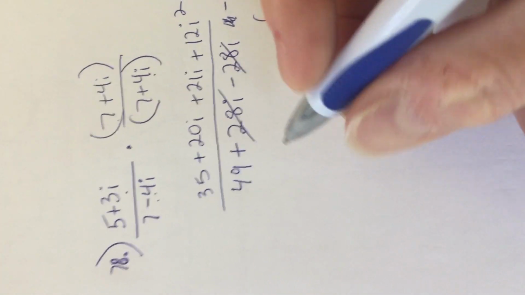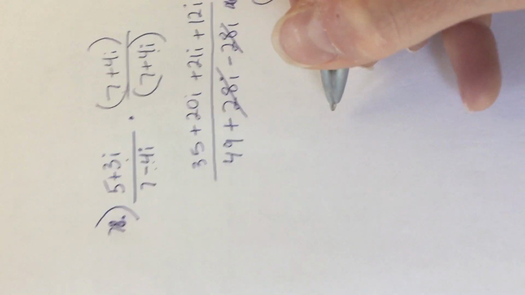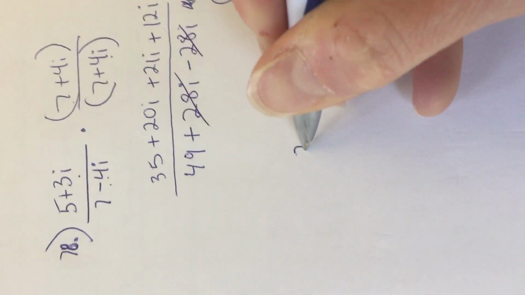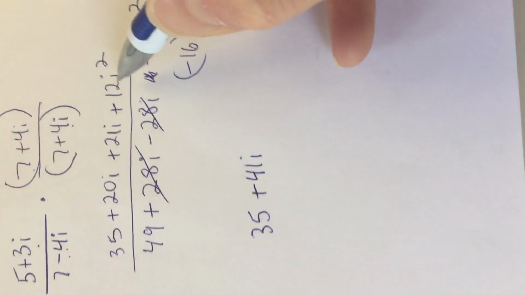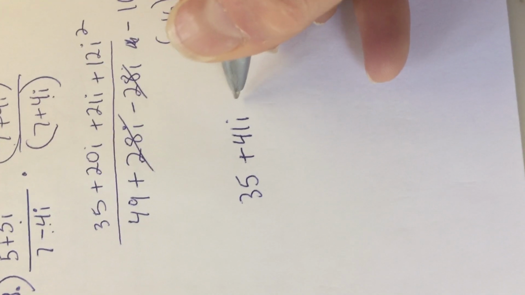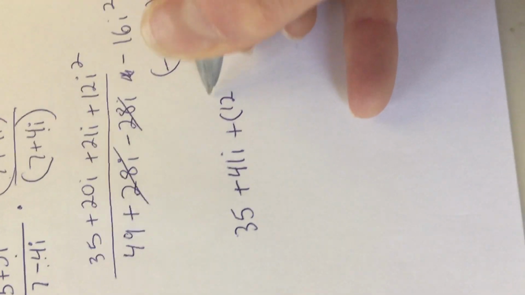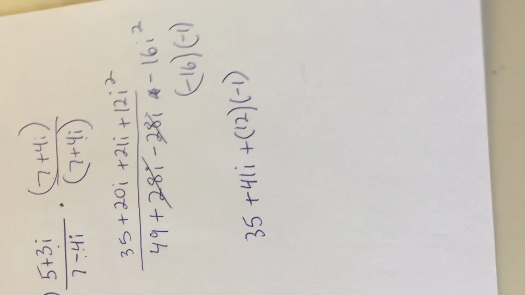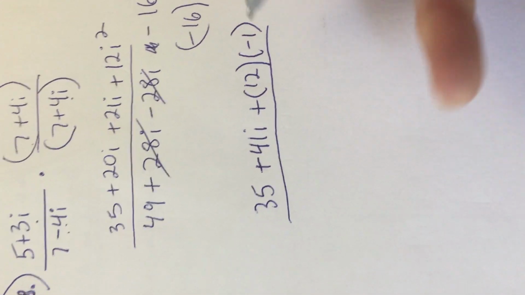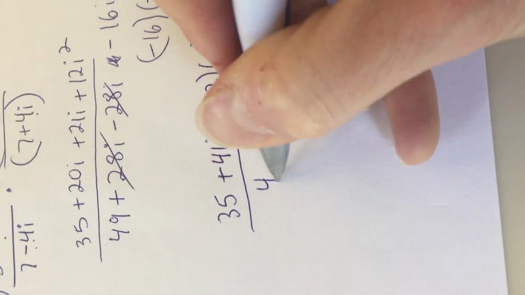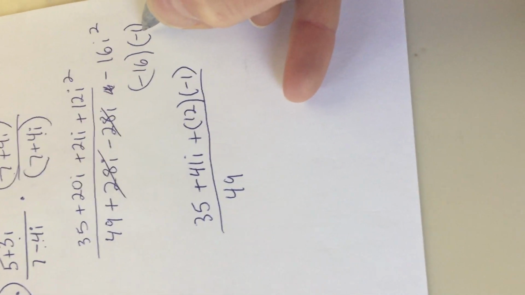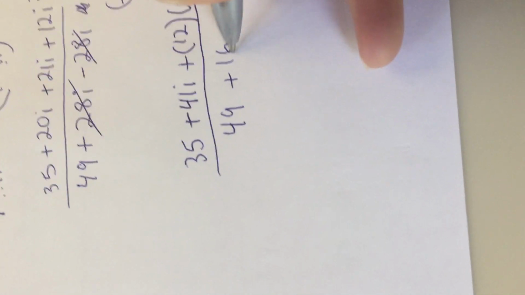So let's clean all this up. I'll do the top up here. So what I'm going to do up top is I'm going to put the i's together. So now I have 41i, and I have this 35 out front. And then really this 12 is plus 12 times -1, because i squared is equivalent to -1. And then on the bottom, I'm going to do a little cleanup, and I have this 49, and -16 times -1 is going to be a +16.